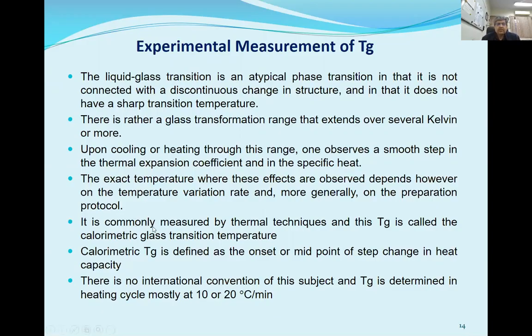So as I told you, it is commonly measured using thermal techniques like DSC, and this Tg is called the calorimetric glass transition temperature. Calorimetric Tg is defined as the onset or the midpoint of the step change in the heat capacity. We'll see this with the help of an example in the next slide. There is no international convention on this subject, and Tg is usually determined in a heating cycle, mostly at 10 degrees Celsius per minute or 20 degrees Celsius per minute.